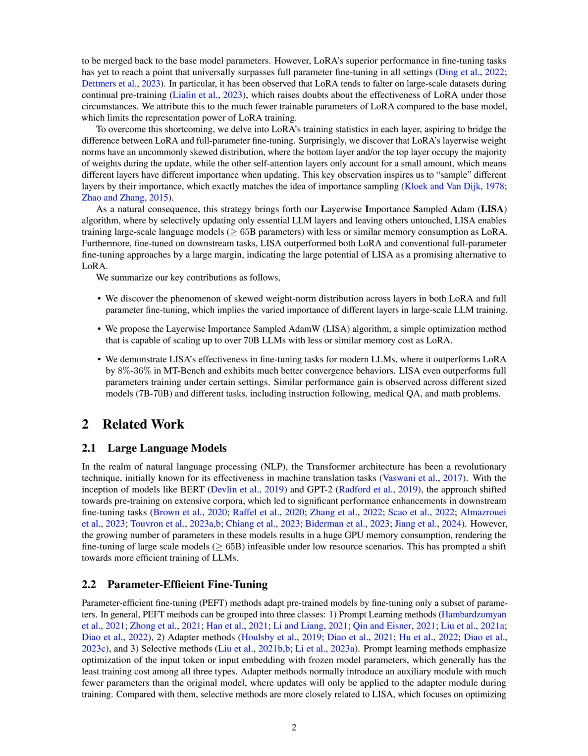LoRA differs from full-parameter fine-tuning in terms of representation power by exhibiting a skewed weight norm distribution across layers. The paper highlights that LoRA tends to emphasize the bottom layer and/or the top layer, allocating the majority of weights during updates, while the other self-attention layers receive a smaller share. This uneven distribution of weight norms implies that different layers have varying importance in large-scale language model, LLM, training under LoRA. In contrast, full-parameter fine-tuning does not show this skewed distribution pattern across layers.